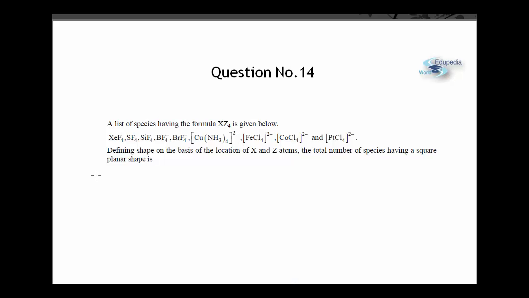Okay students, let us come to question number 14. In question number 14 we have been given some compounds of the formula type XZ4 and we have been asked, on the basis of chemical bonding, the total number of species which have a square planar shape amongst them. Okay, so what we basically need to do is consider the shape of each of the species which we have been given, and then decide how many of them are square planar. Let us look at them one by one.